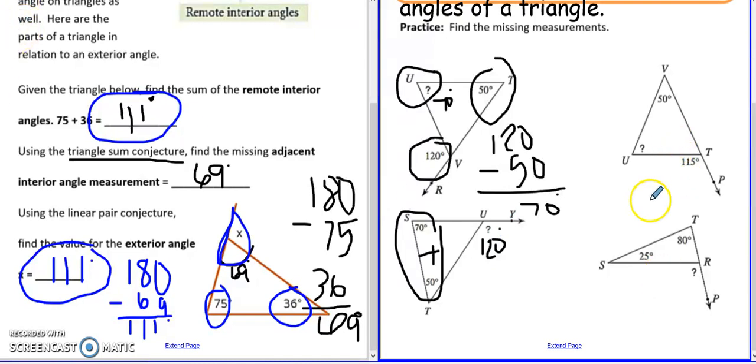So please give these two a try. Pause the video, try these two, and then you can check your answers.